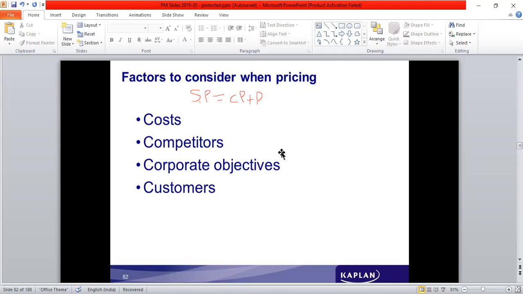Then the customers' expectations: prices are decided according to them too. Sometimes customers want the products at a lesser, discounted price, so discounted prices are offered. Sometimes elite customers perceive the products to be of superior quality only when the price is high, so catering to them, the prices are charged very high. How customers perceive the product is also taken into consideration when deciding prices. So the factors to consider when pricing products are cost, competitors, corporate objectives, and customers.